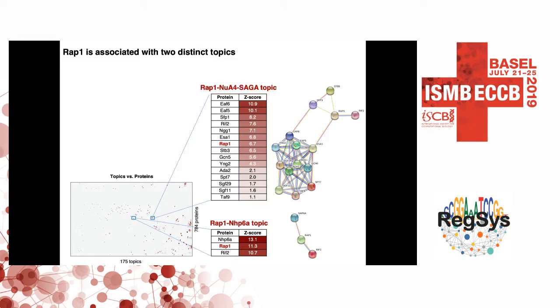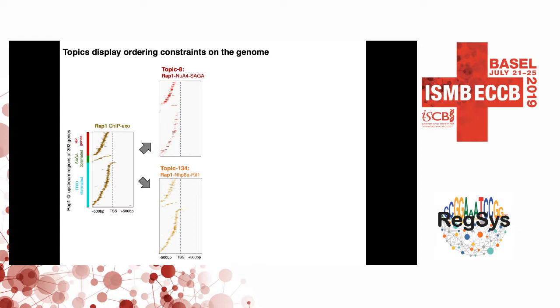Once we have topics characterized, we can look at their spatial distribution along the genome, see which genes they're associated with, see which other topics they're associated with. So for example, for these RAP1 topics, one of them is more highly associated with ribosomal protein gene regulation in yeast, obviously.